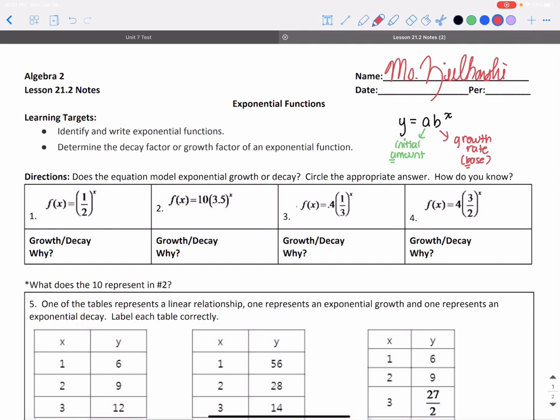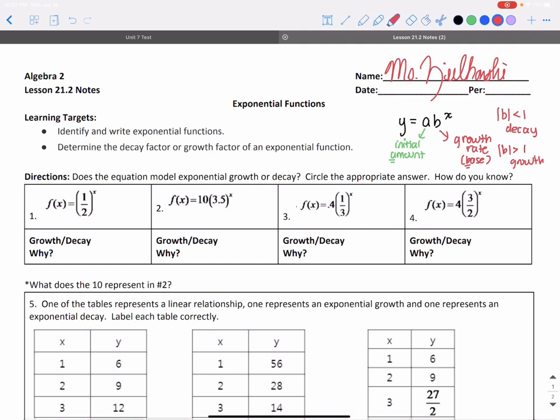So if I have these functions 1 through 4, I'm going to decide, just looking at them, are they growth or decay? This is a review from the last lesson. I'm going to look at what my growth rate is, and that's how I'm going to determine if it's growth or decay. As long as the initial amount a is positive, if I have an absolute value of b less than 1, I have decay, and if I have an absolute value of b greater than 1, I have growth. So exponential decay if it's less than 1, exponential growth if it's greater than 1.